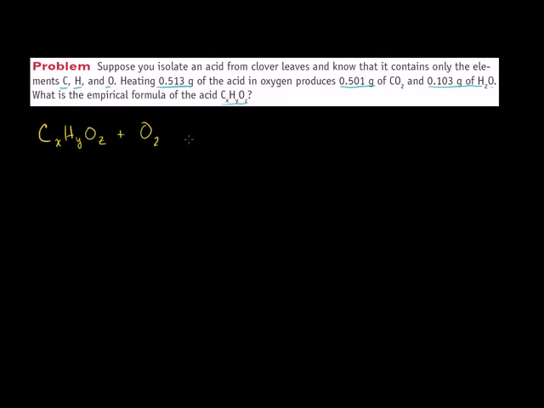This produces some carbon dioxide and some water, and they tell us the amounts of carbon dioxide and water measured in grams, and they tell us the amount of our original substance. Let me write that here. So we're heating 0.513 grams of our original substance, and then that produces 0.501 grams of carbon dioxide and 0.103 grams of water.